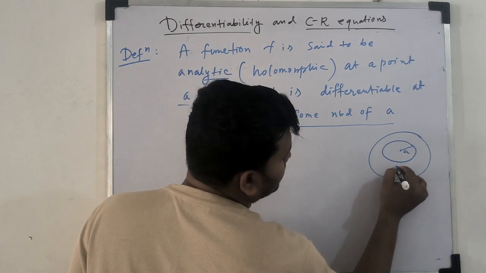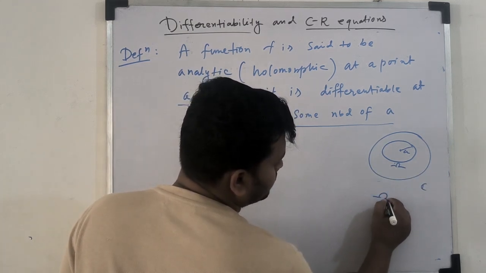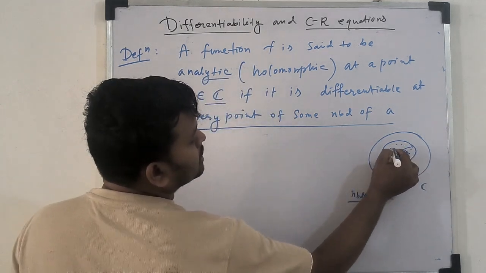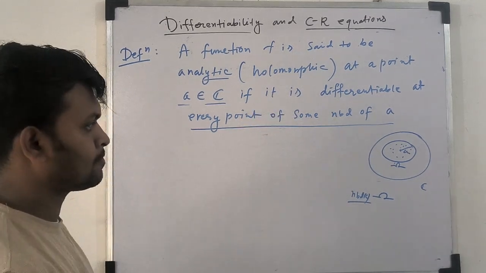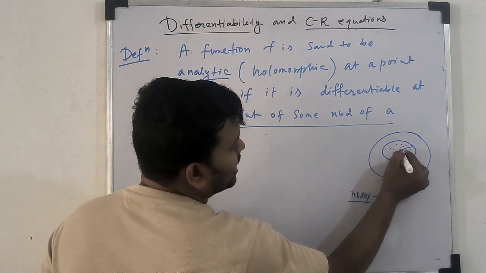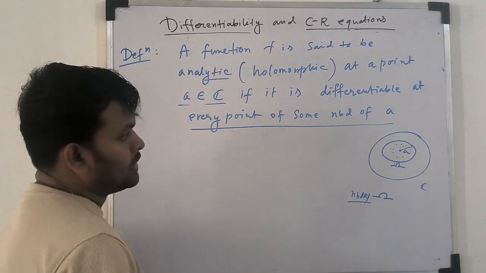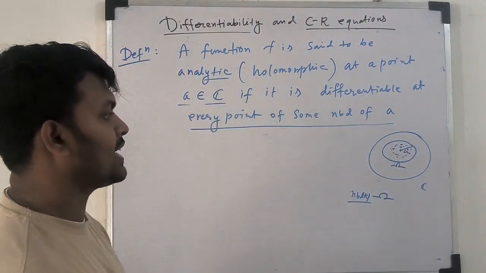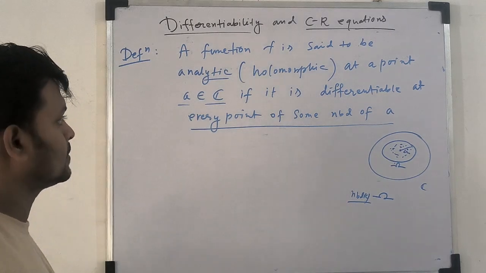So this is a neighborhood of a. Whenever at each point of this neighborhood of a, f is differentiable, then we say this function is analytic, or sometimes called holomorphic. But it is not mentioned that the function needs to be differentiable at this point a. So wherever this function is differentiable at each point of some neighborhood of a, then the function is called an analytic function at this point a.